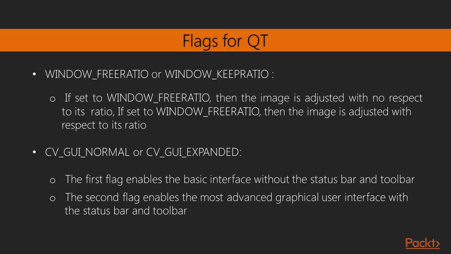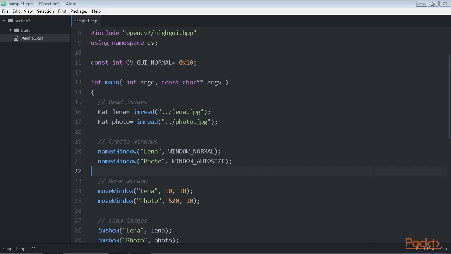CV_GUI_NORMAL or CV_GUI_EXPANDED. The first flag enables the basic interface without the status bar and toolbar. The second flag enables the most advanced graphical user interface with the status bar and toolbar. When we create multiple windows, they are superimposed one above the other, but we can move the windows to any area of our desktop with the moveWindow function. In our code, we move the Lena window to 10 pixels from the left and 10 pixels from the top, and the Photo window to 520 pixels from the left and 10 pixels from the top.